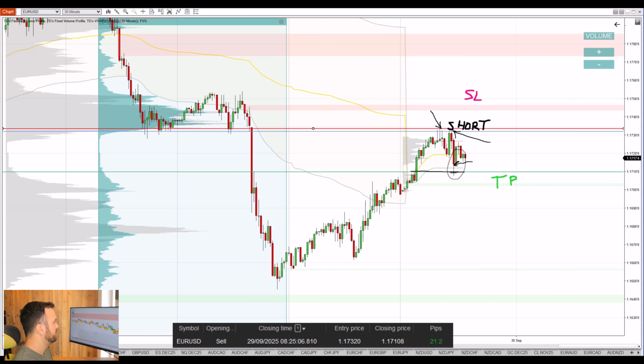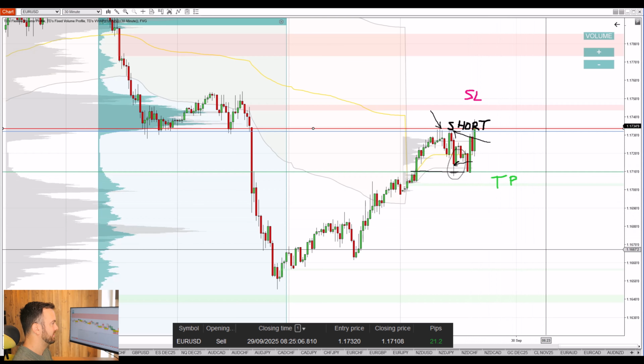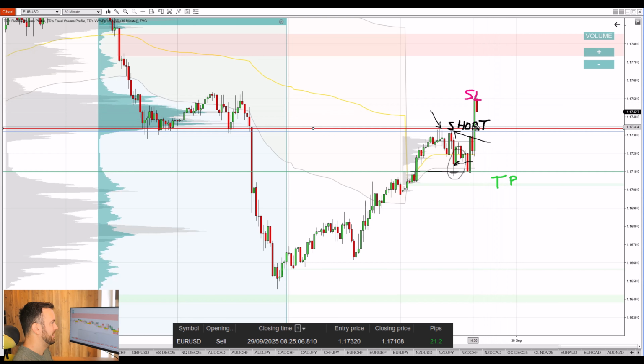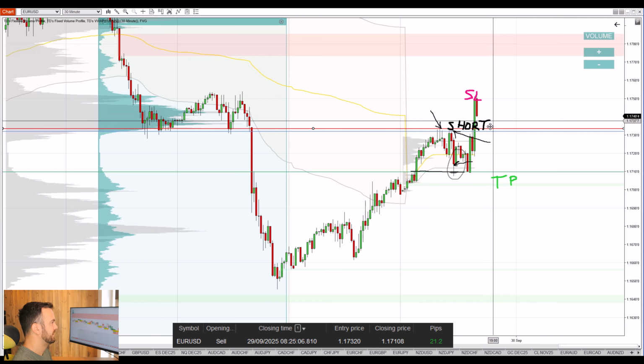And let me now fast forward a bit so you can see how the whole thing ended up. There was another touch of the level, so if I did not quit the trade at the first chance here, there would be a second chance here, but that doesn't happen too often. And at this point the price reversed and went upwards.